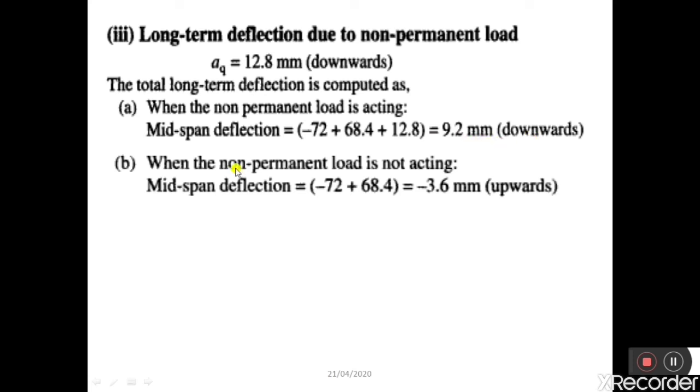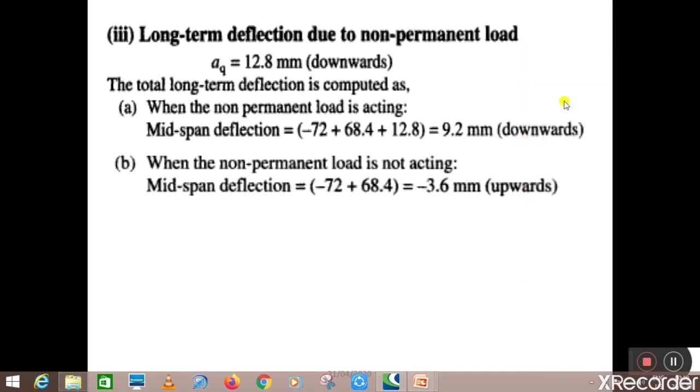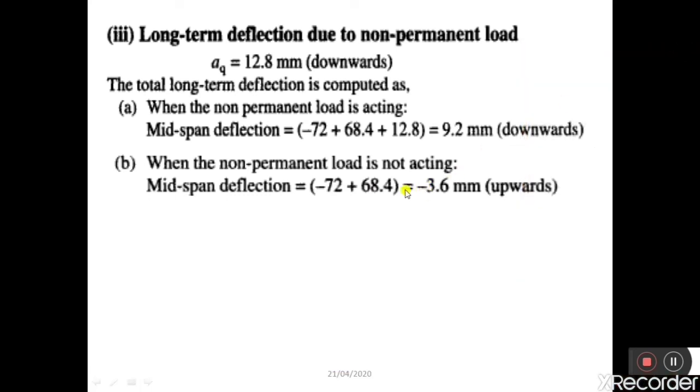And when I consider the deflection of the beam without taking live load into consideration, then the deflection will be minus 72. This is the long-term deflection due to prestress, plus 68.4. So 68.4 is the long-term deflection due to dead load or self weight of a member. Therefore, the total deflection is equal to 3.6 mm. So it is in upward direction.